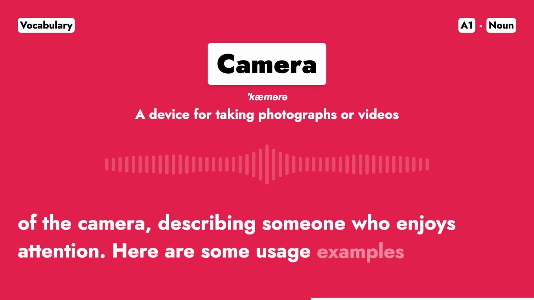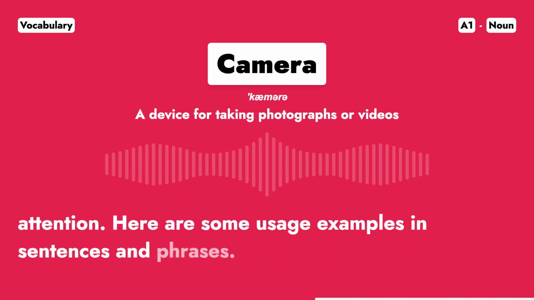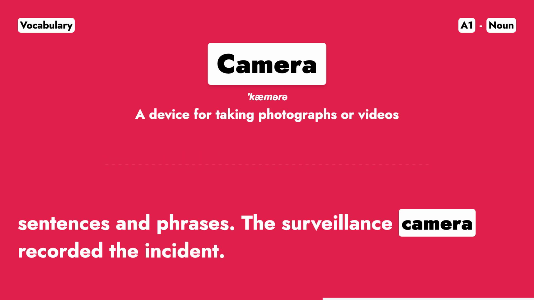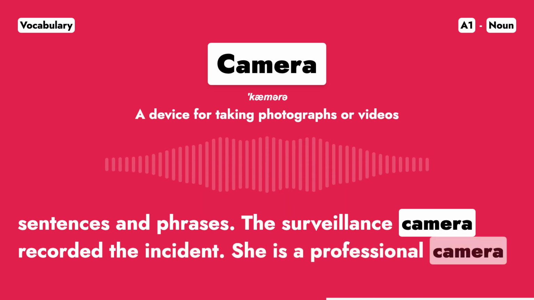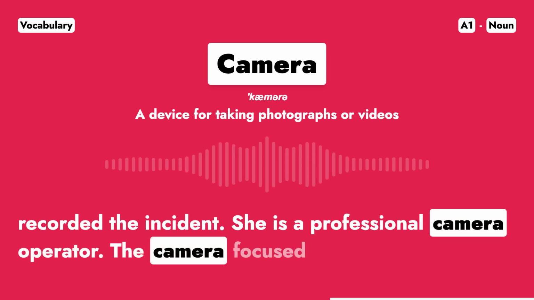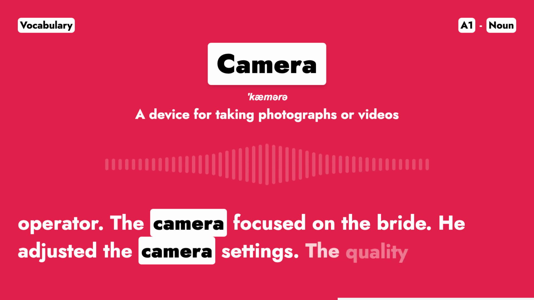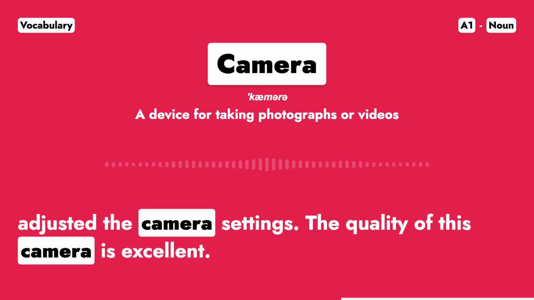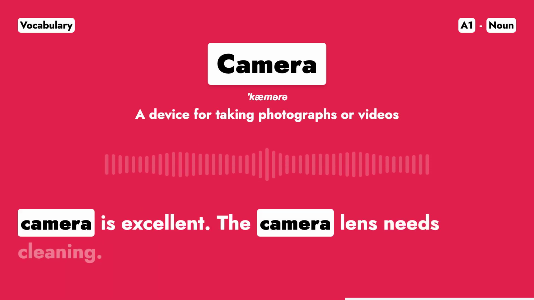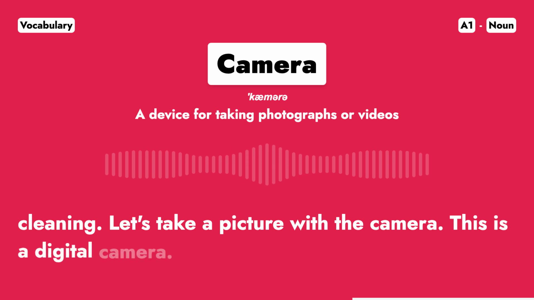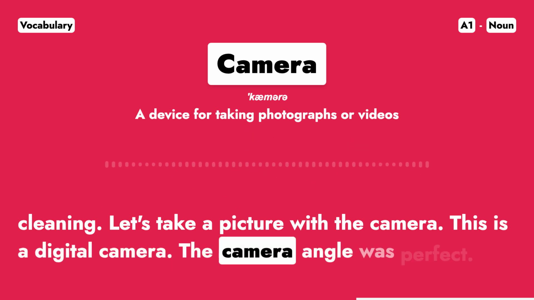Here are some usage examples in sentences and phrases. The surveillance camera recorded the incident. She is a professional camera operator. The camera focused on the bride. He adjusted the camera settings. The quality of this camera is excellent. The camera lens needs cleaning. Let's take a picture with a camera. This is a digital camera. The camera angle was perfect.